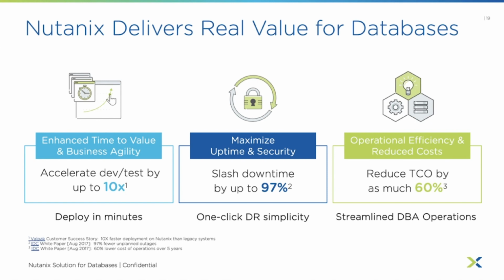so you're not leaving your databases open to security vulnerability threats that have just come out. And then operational efficiency and reduced costs. So we're able to reduce TCO by as much as 60% by streamlining those DBA operations, and then the infrastructure costs associated with that, twofold. So OpEx and CapEx we're able to reduce and make it more efficient for the DBAs and the teams to answer to the speed of business.